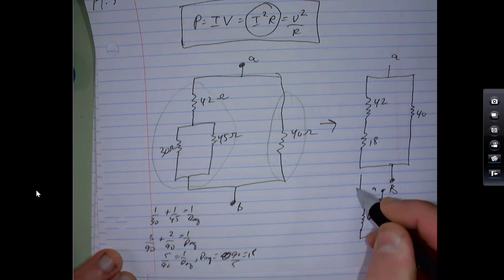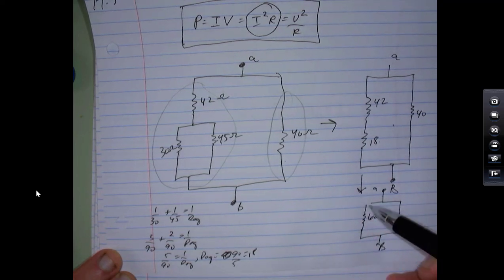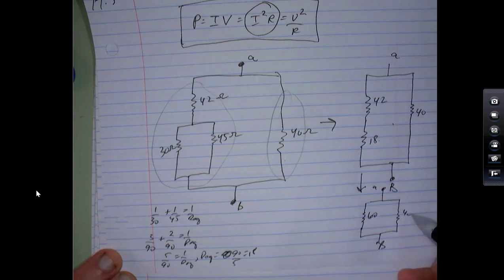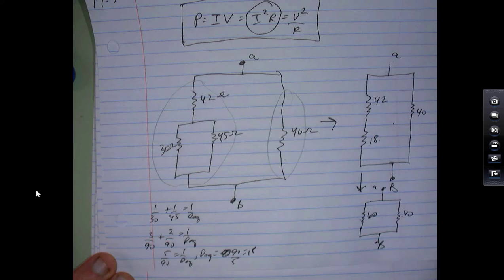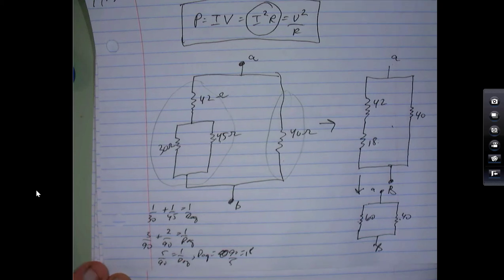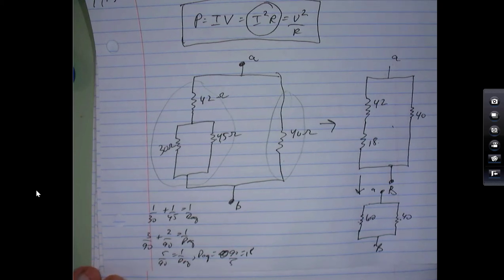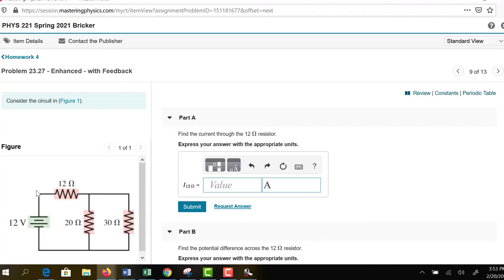So I'm taking this circuit and making it into this circuit. Then you have a 60 and a 40 in parallel. So I'll let you work that part out. A 60 and a 40 in parallel. We're down to the last step to figure out the equivalent resistance of a 60 and a 40 ohm in parallel. Okay, let's look at the next one.